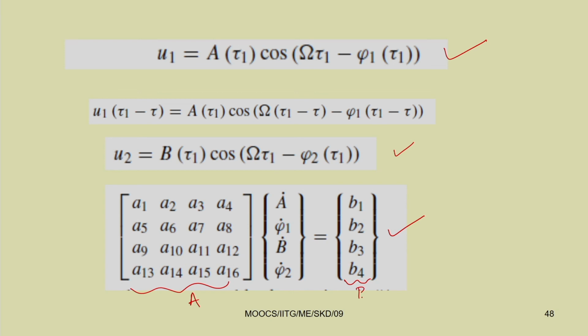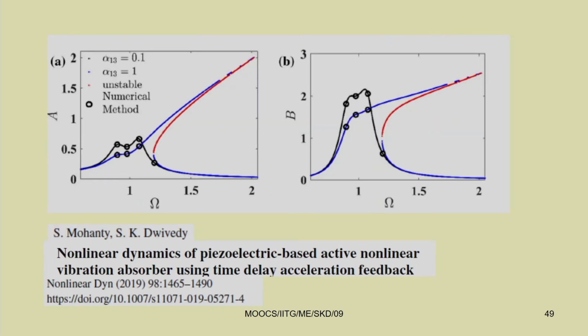For steady state, a 1 dot, psi 1 dot, b dot and psi 2 dot will be equal to 0. So you will get a set of algebraic equations, and by solving those you can get the expressions for A and beta. If you plot A versus omega or B versus omega, this will give you the frequency response plot. This is a paper published by Mohanty and Dwivedi in Nonlinear Dynamics.